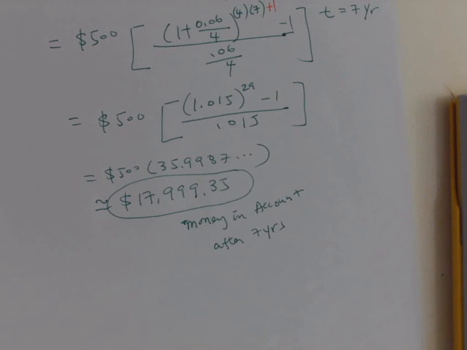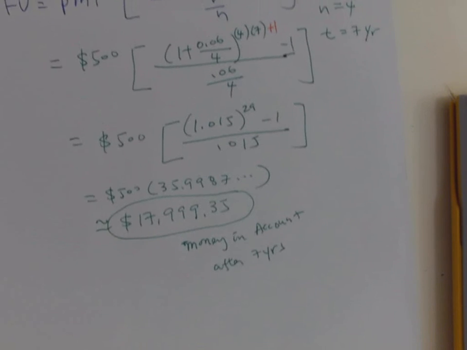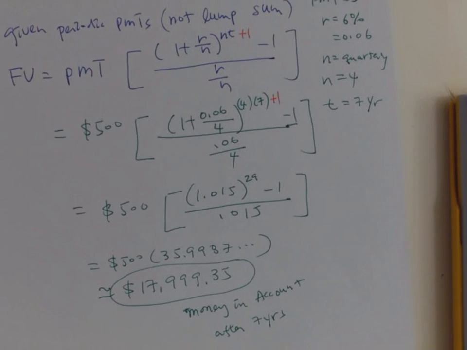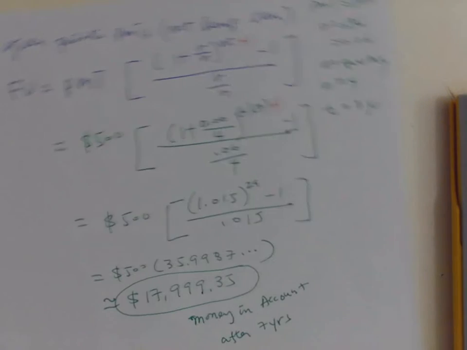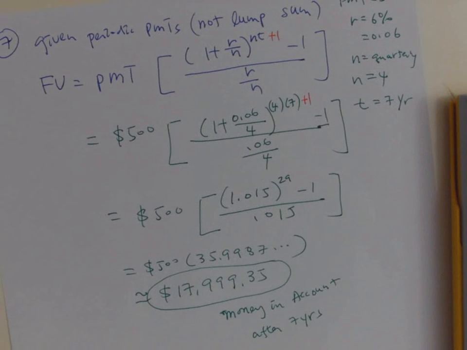So this is an annuity due, where you put money in at the beginning of the period, and the only difference is you add one more compounding period. Okay, so that's the end of chapter 5.2. We're going to assign the homework on MyMathLab.